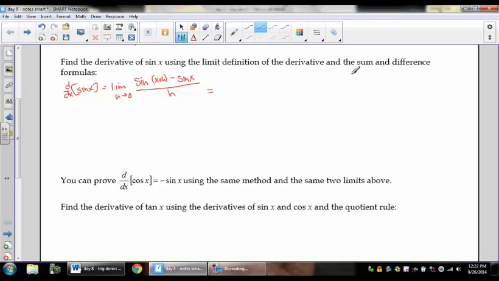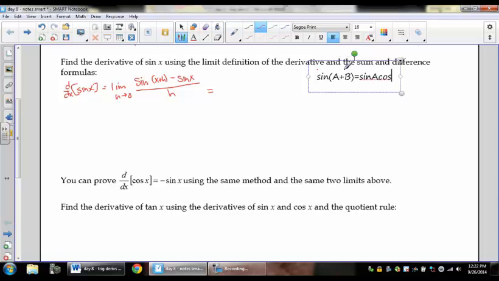Now, I don't know if you remember this, but there's this sine of a plus b rule, where the sine of a plus b, I'm going to type it because that's quicker, equals sine a cosine b plus cosine a sine b.